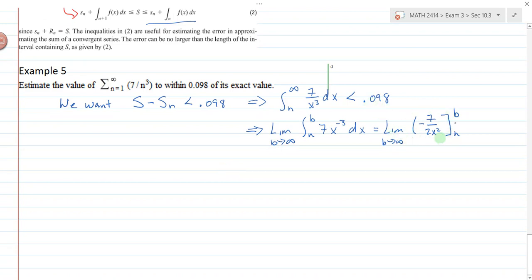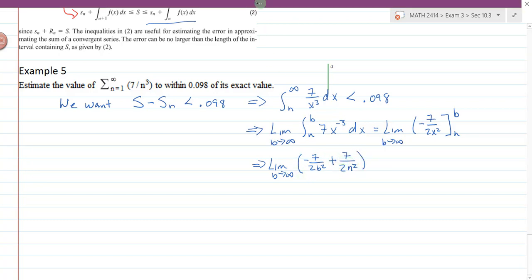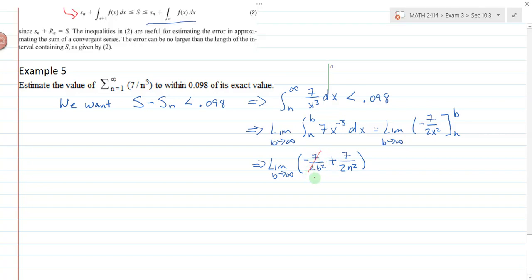So I'm going to evaluate the bounds here, and that gives me the limit as b approaches infinity of negative 7 over 2b squared plus 7 over 2n squared. And as b goes to infinity, this term goes to 0. That means I'm going to get 7 over 2n squared, and that has to be less than our tolerance of 0.098. What I'm doing is solving for the value of n to see what that nth partial sum needs to be.